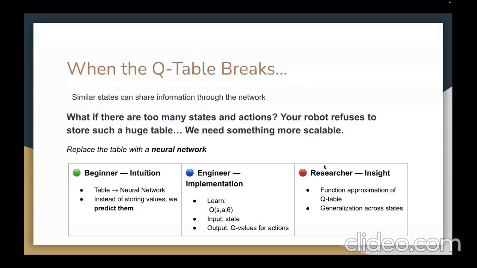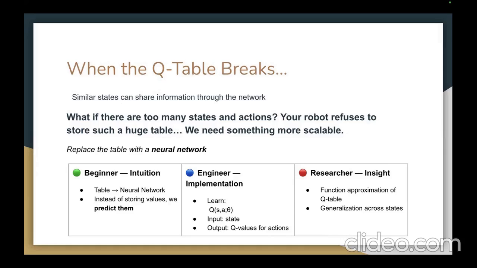So now you may think that the Q table seems fantastic, but it's not. When does the Q table break? The issue is if there are too many states and actions. For example, if your room becomes too big, like if you are cleaning a palace, you may have millions of squares, and your robot is not going to store such a huge table, and we need something more scalable.